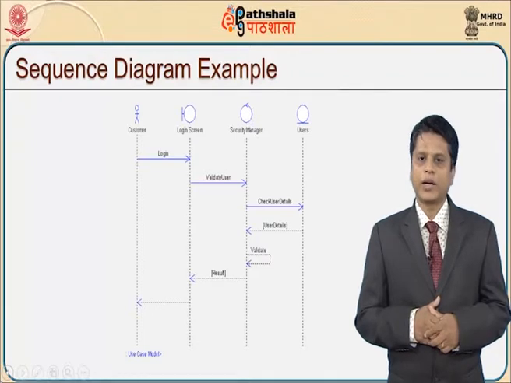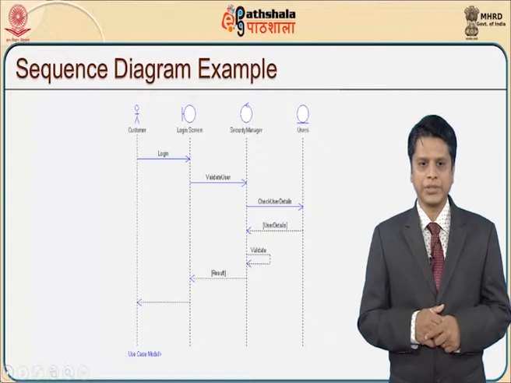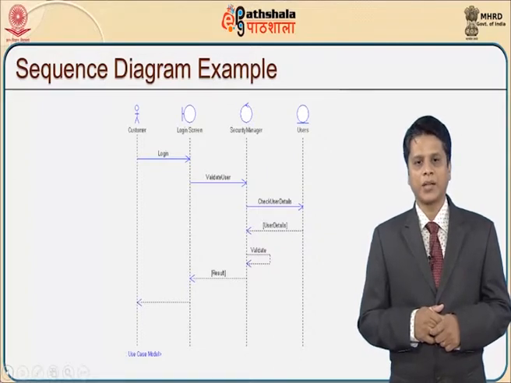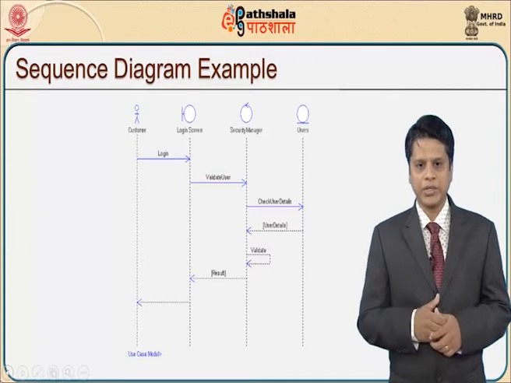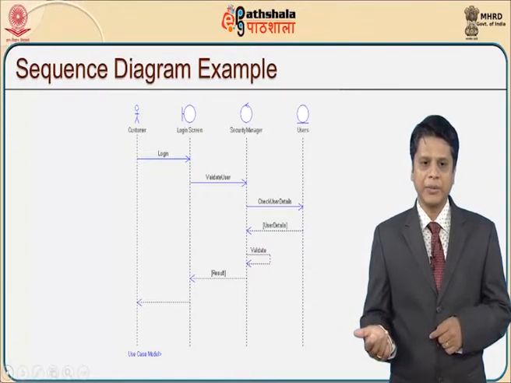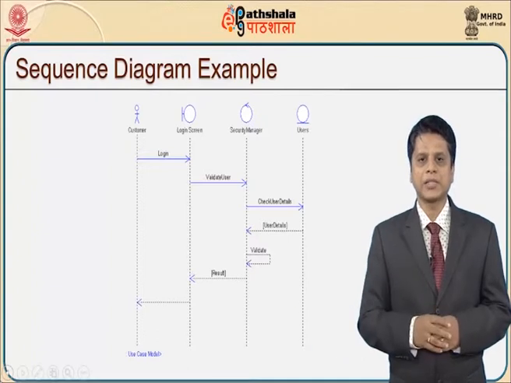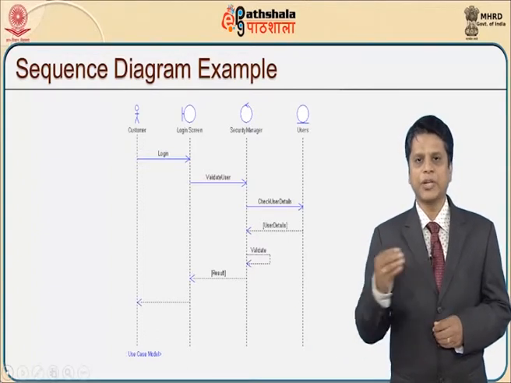I have got a customer and four functionalities clearly defined: login screen, security manager, and users. Initially, a customer tries to log in with the help of a login screen, and the login user ID and password are validated by checking the user details. The validated data is fed back, and the result is given to the use case model. So this is a sequence which happens as a flow from the customer to the user level.